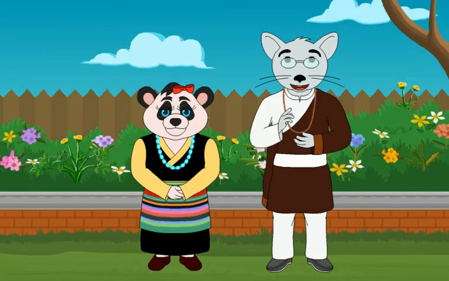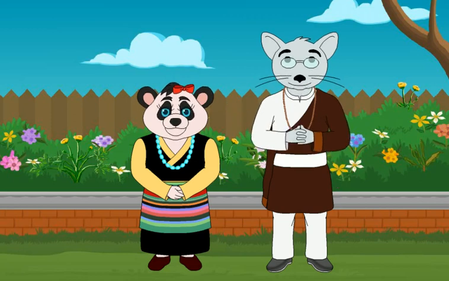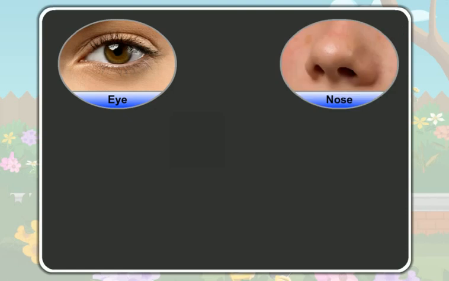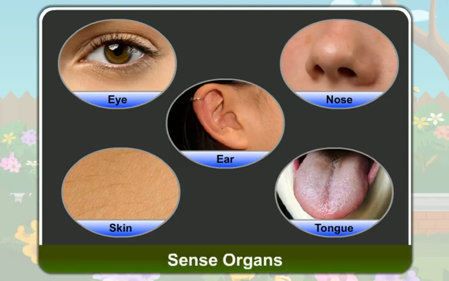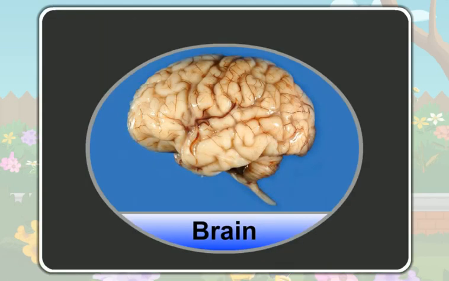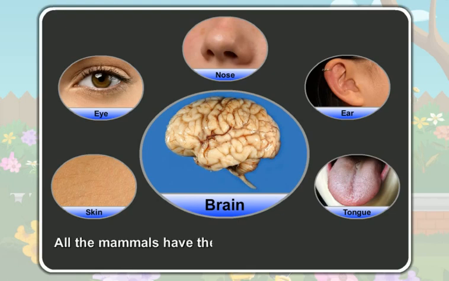Students, we all feel the change in our surroundings, don't we? The eye, nose, ear, skin, and the tongue are our sense organs to feel the changes in our surroundings. We have a brain too. We all realize the change in our surroundings with our brains. All the mammals have the sense organs and the brain.